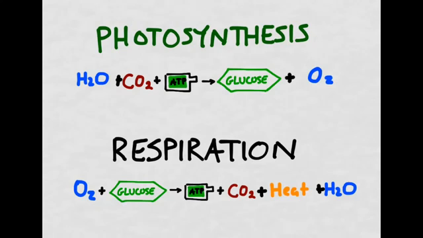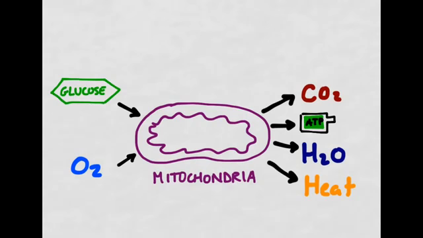So you're going to want to keep these two equations in mind as we go through respiration. Respiration is also different from photosynthesis in that it occurs mostly in the mitochondria of the cell rather than in the chloroplasts. Both plant and animal cells have mitochondria, which is the major site of respiration. So here we can see that we put in glucose and oxygen, and we export carbon dioxide, ATP, water, and some heat as a byproduct.